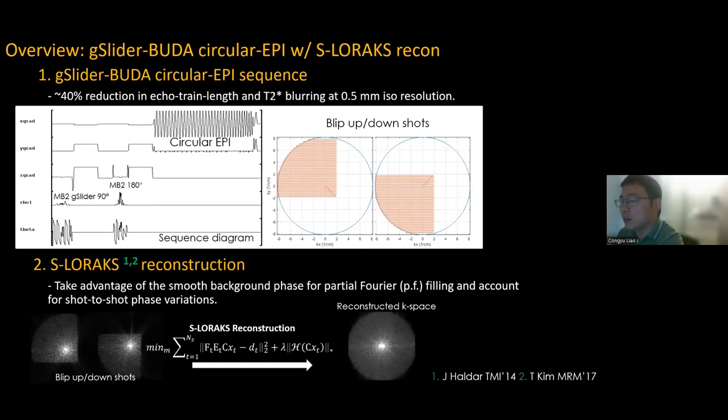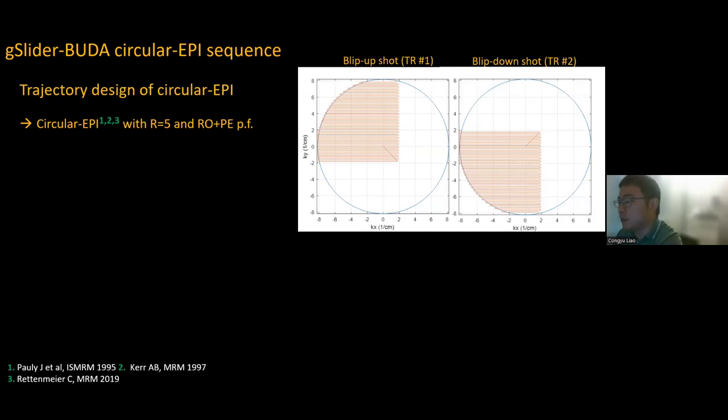So first, let me talk about the trajectory design of the circular EPI. The circular EPI was first proposed by John Pauly and Adam Kerr in 1995. In our work, we proposed the circular BUDA EPI with both readout and phase encoding partial Fourier and full ramp sampling, which significantly reduced the echo train length and TE. In each shot, the circular EPI only acquired about 30% k-space data.